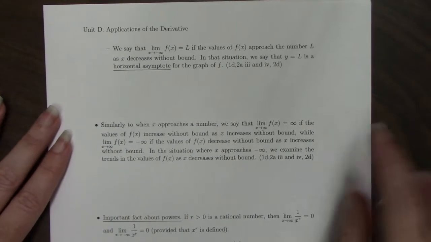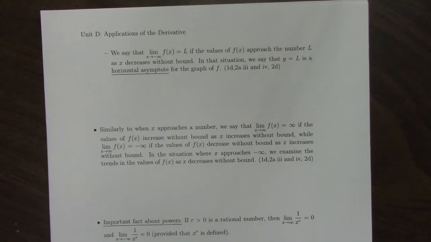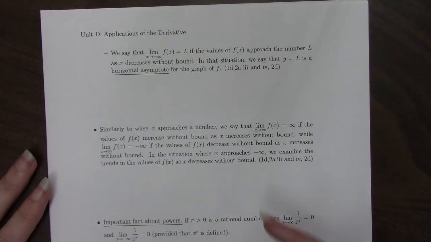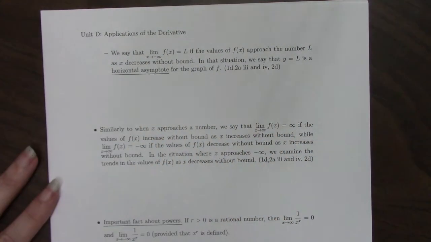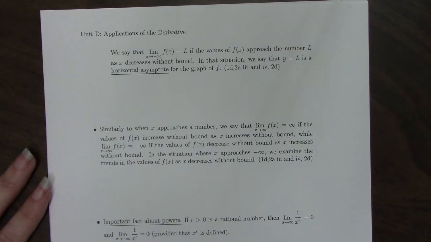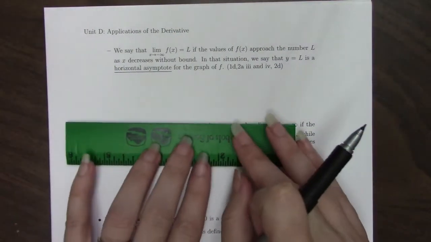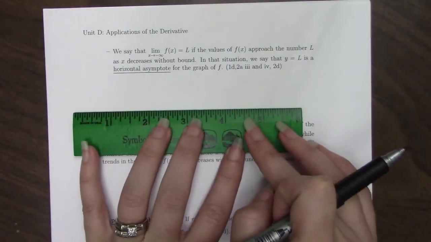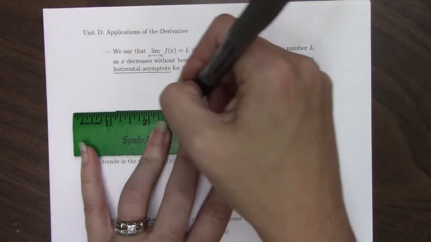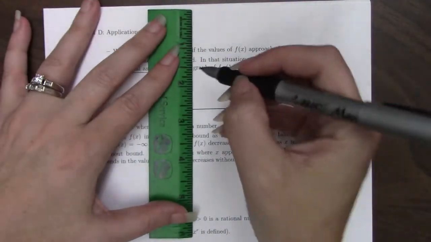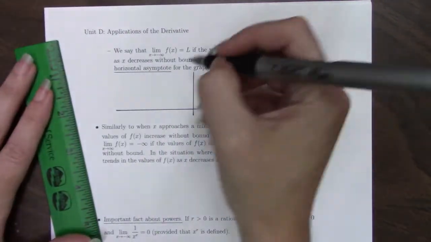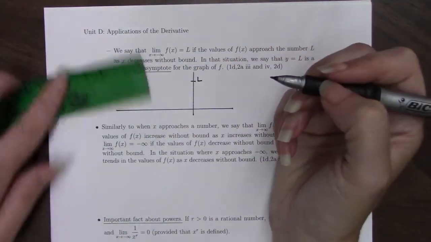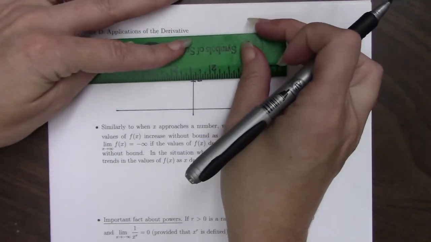If we say the limit as x approaches negative infinity equals L for some value L, then x is what we say decreasing without bound. It means it's moving toward negative infinity. And in that situation, we would also call y equals L a horizontal asymptote. So let's sketch a picture of what this would look like. So this is a graph whose left edge is approaching some value L. So I'm going to draw an asymptote.